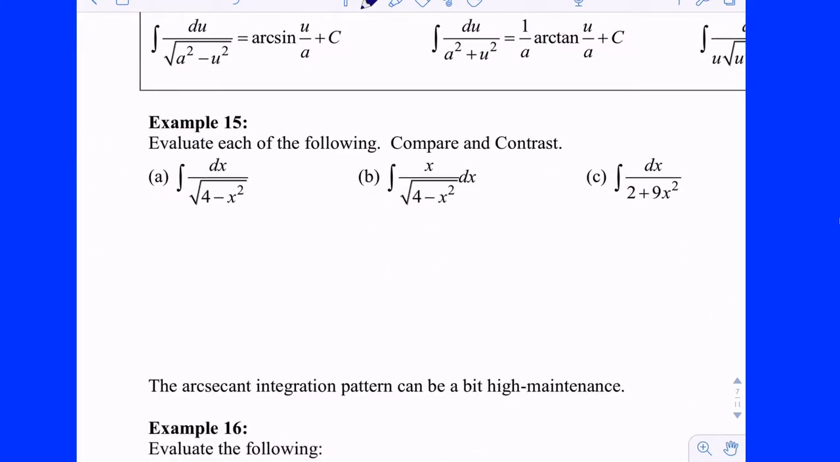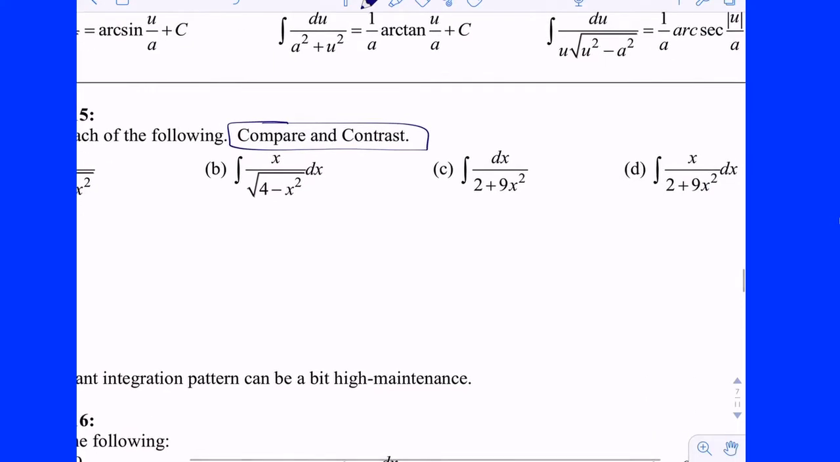So on example 15, we're going to compare and contrast, and then we're going to write a 3-page paper. No, wrong. No, we're not. Never mind.